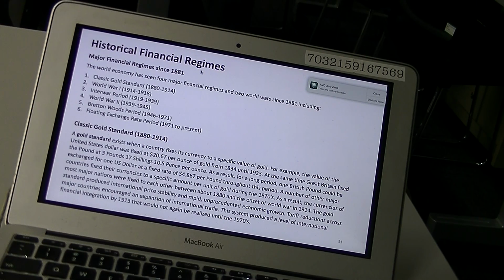The floating exchange rate period is what's taken place since 1971. We've now had almost 50 years of floating exchange rates. We've seen a lot of advantages, a huge increase in world trade. The world economy has grown dramatically, but it has also created major imbalances between countries, and it creates instability.